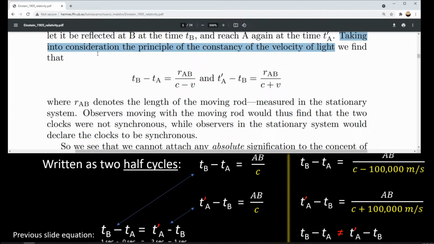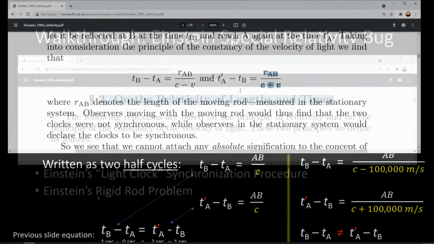He says, taking into consideration the principle of the constancy of the velocity of light, and then down here in each half cycle, he's changing the constant velocity of light. That's just too obvious of a mistake. There must be something more to the story about these distances and rates in these equations.